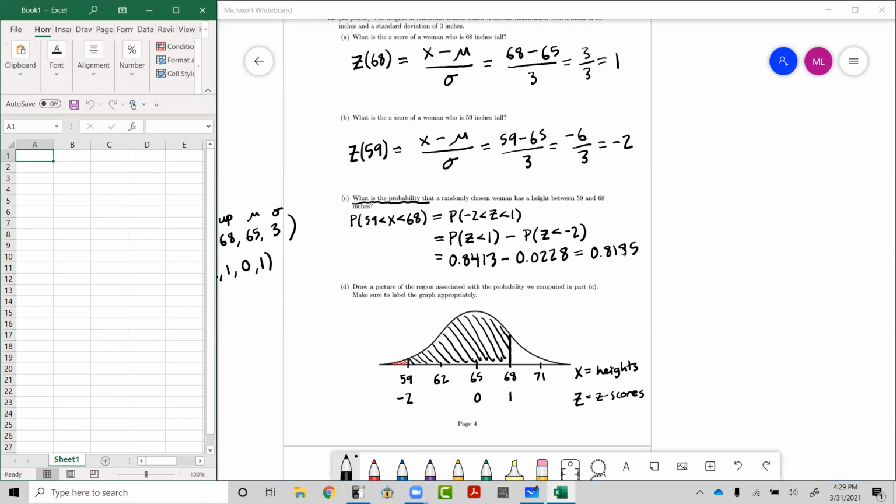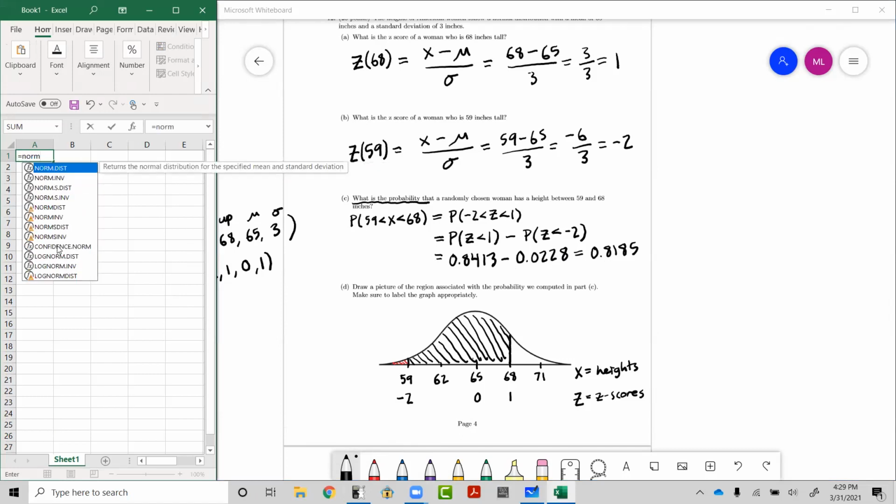If I wanted to get the same number here in Excel, the same idea, I would have to kind of break it down. We do an equal sign to start our formula and just start typing norm. The first thing that pops up is norm.dist, and that's what we need. It'll ask for the X, mean, standard deviation, and cumulative. It doesn't let us do a lower bound and an upper bound. We're going to have to basically do these 2 pieces separately. So it's not really that much easier than just using the table.